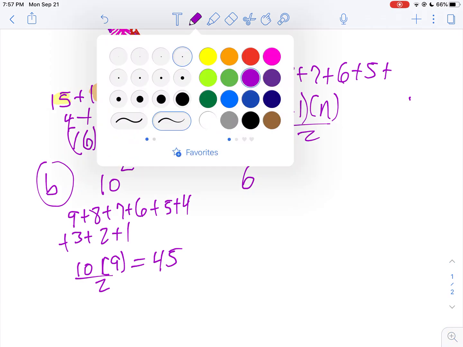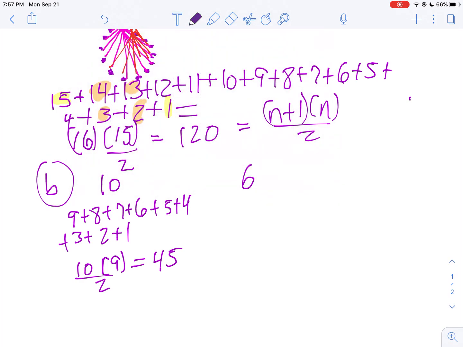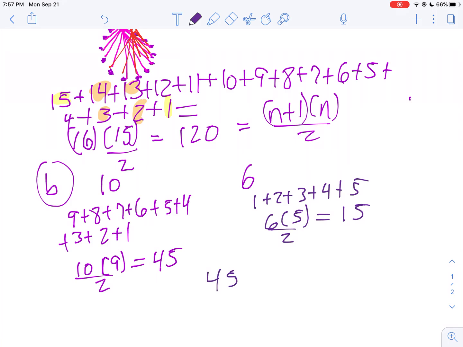Now let's do the same thing for 6. That'll be 5 plus 4 plus 3 plus 2 plus 1. We stop at 5. So we're going to say 6 times 5 divided by 2. 6 times 5 is 30. 30 divided by 2 is 15. So the total number of handshakes for those two groups together is a lot less, isn't it? 60. Half of what we had, isn't it?